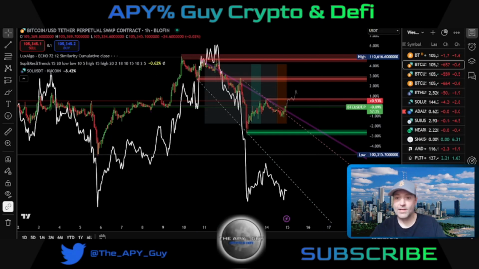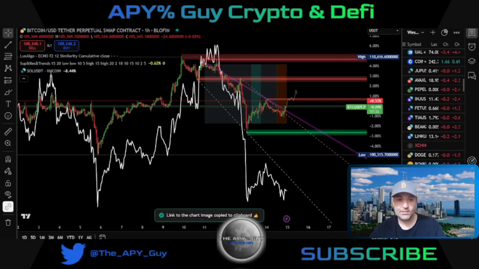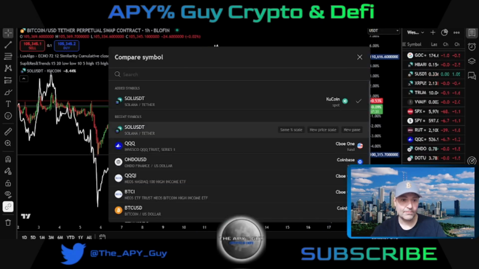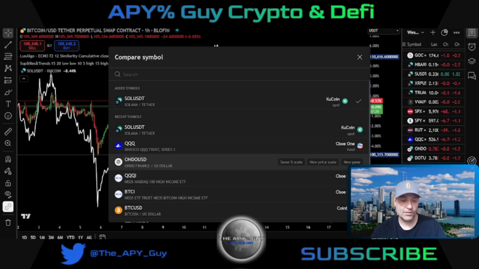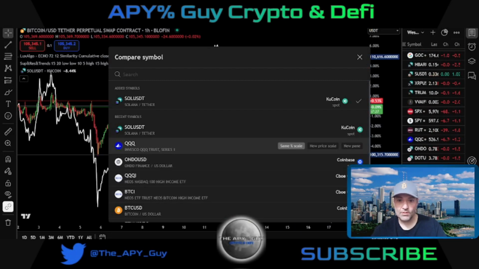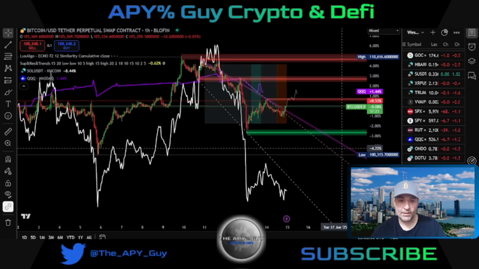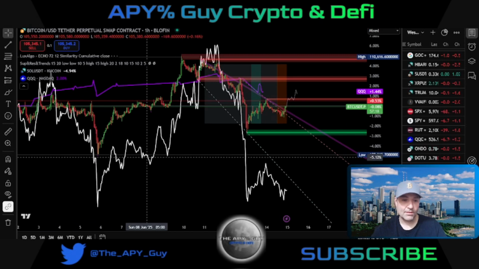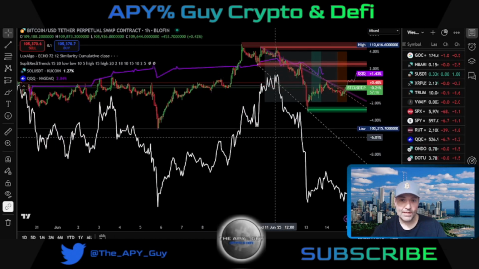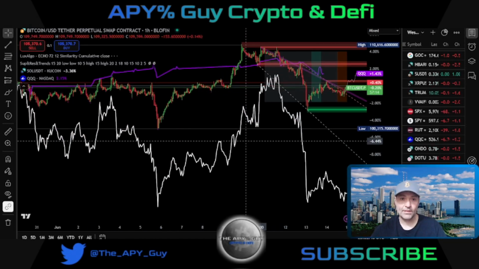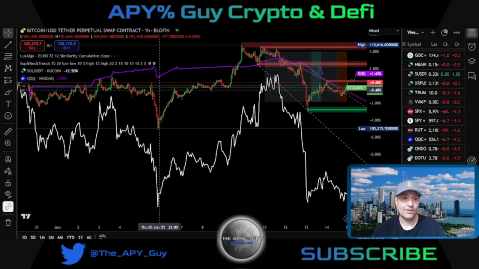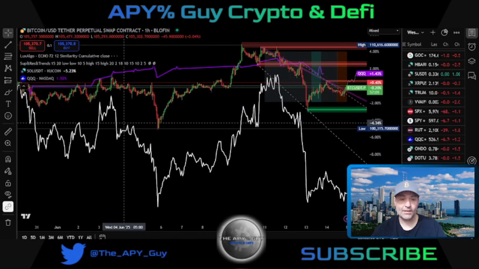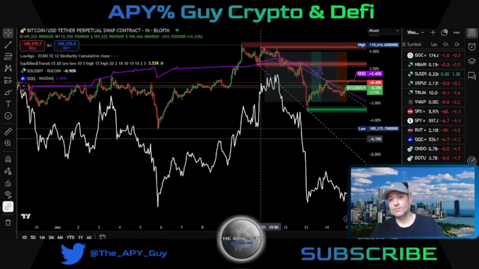Now let's get crazy and add one more asset. Let's do the QQQ. So we have two cryptos and one stock market. See, QQQ held up way better in these dips than Solana or Bitcoin did. So the purple line is the QQQ, white is Solana, and then the candles are Bitcoin.